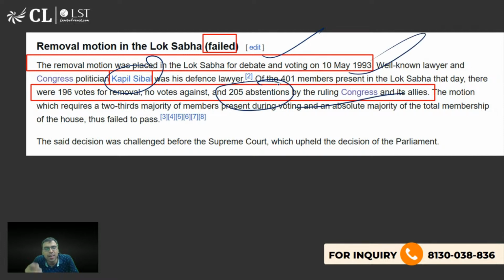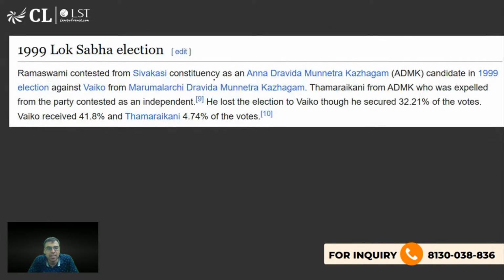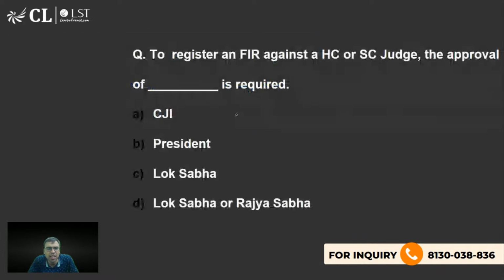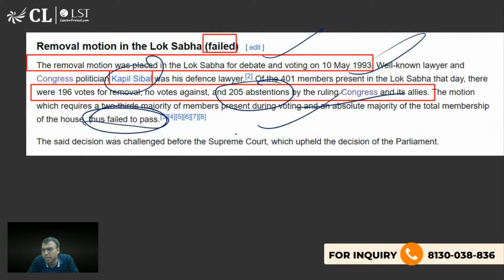So 205 abstentions by the ruling Congress, and that is why the process failed. है ना? He was not removed. ठीक है? That is why later on he fought an election also. तो खैर, that is what you should be knowing about.